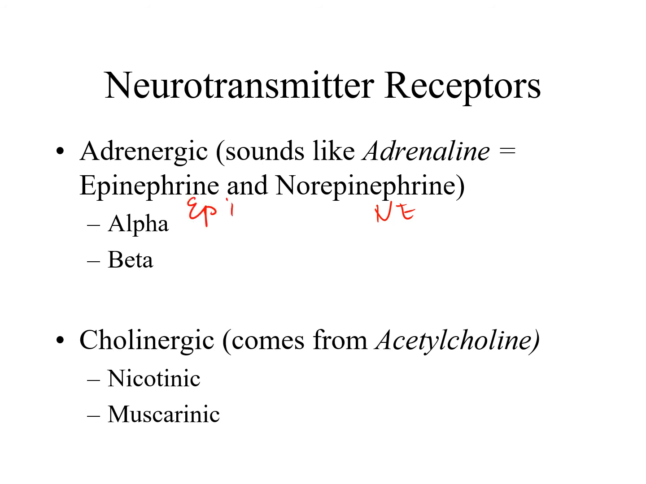Now, there are certain receptors that bind these kinds of neurotransmitters. They are called alpha and beta receptors. Let's talk about the other kind, cholinergic receptors. Cholinergic receptors bind acetylcholine. And of course, that's where the name comes from. You can see choline here is the second part of that word. Now, these receptors that bind acetylcholine are called nicotinic and muscarinic receptors.